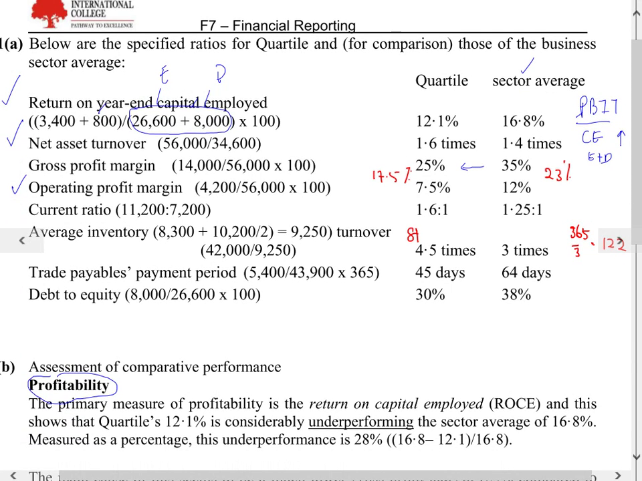Trade payable, yeah, because of our cash position, which has improved or is much better than our sector average. Probably we pay earlier because we want to enjoy the discount. Alright, that's why we pay earlier. We are able to enjoy the discount.